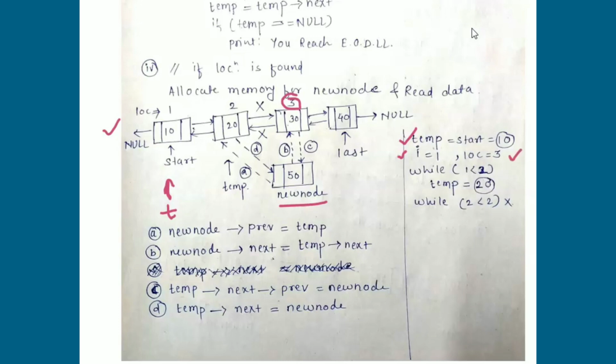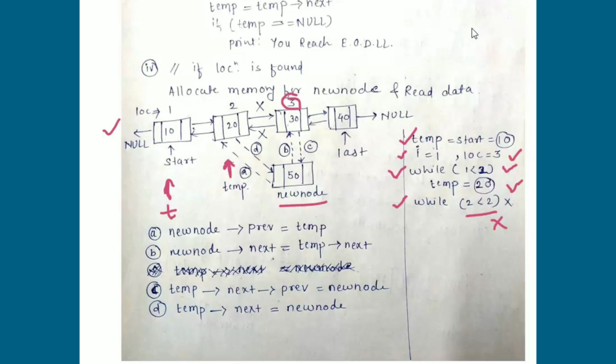After that, I have already read the data for location, that is 3. Now I will check the while condition: i less than location minus 1, that is 1 less than 2. Condition satisfied, so your temp pointer is incremented and temp becomes temp next. Now your temp is pointing to 20. After that, i is incremented again and i becomes 2. So 2 less than 2 is false, and we come out of the while loop. So now your temp is pointing to 20.